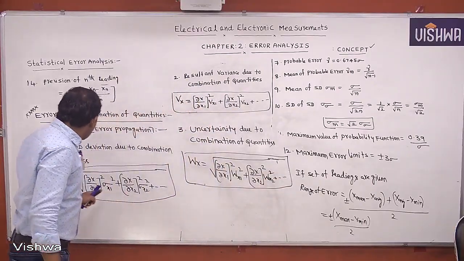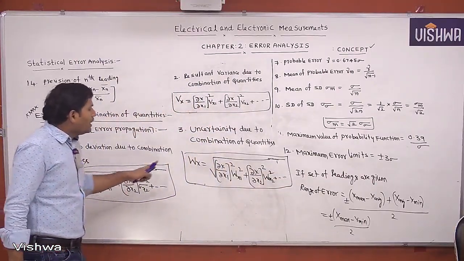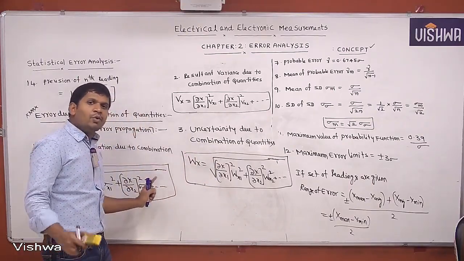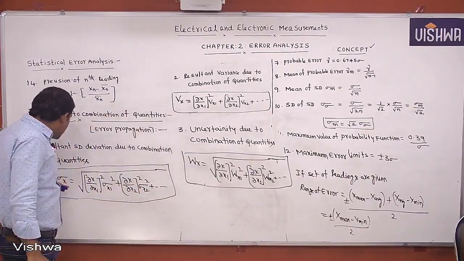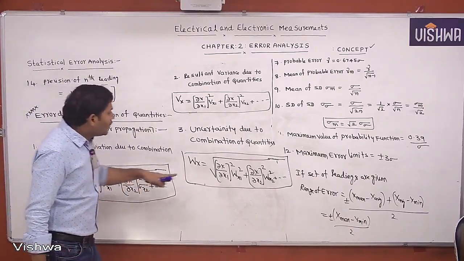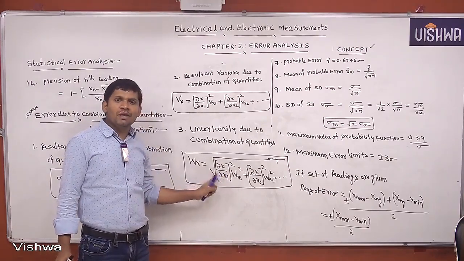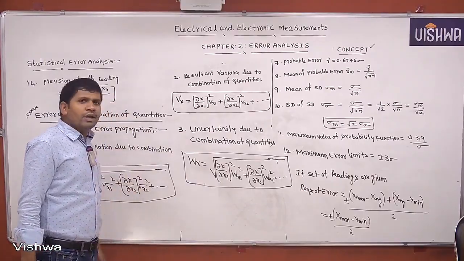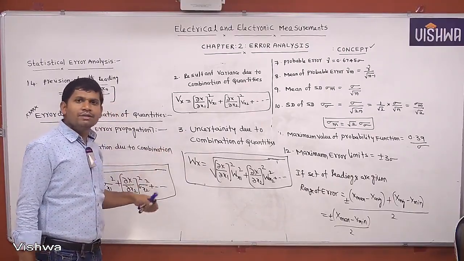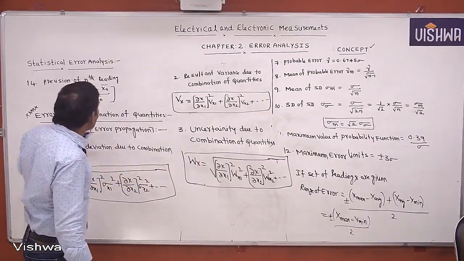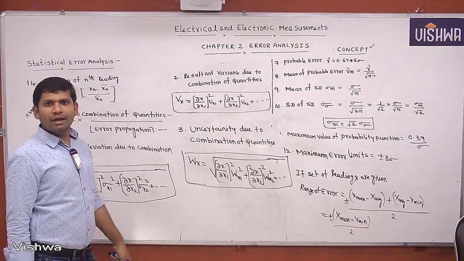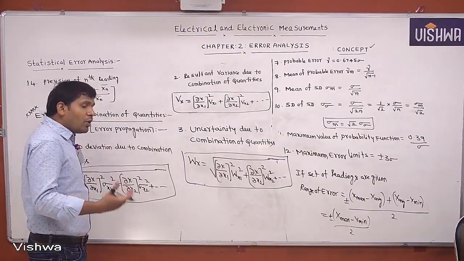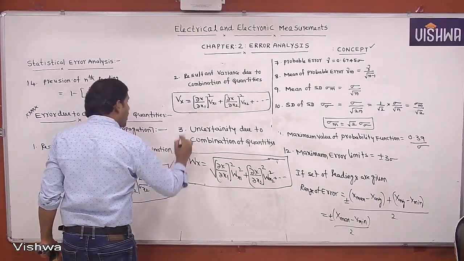See, the standard deviation due to combination of quantities, the variance due to combination of quantities, and the uncertainty have similar formulas, but the notation is different. Here we are using sigma notation. Here we are using W notation. The formula may be the same, but the notation will be different. Like this, by using these formulas, we can do the error due to combination of quantities, and this concept is also applicable for error propagation. Clear? Then while solving problems, you get an idea how to apply these formulas.